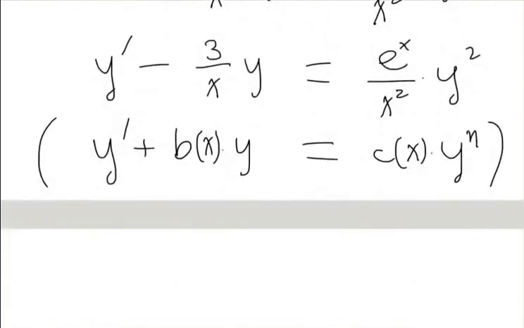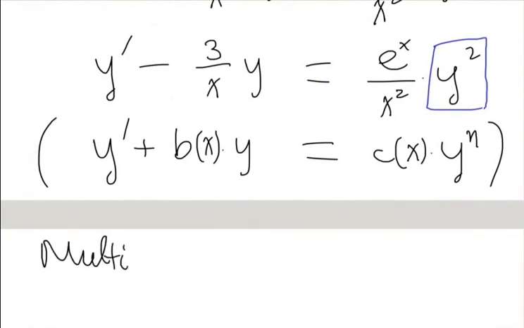So how do we solve this Bernoulli equation? What is the first step to do? You may pause the video and try to do yourself. And what we do first is to try to get rid of y squared. So we're going to multiply through by y to the negative 2.